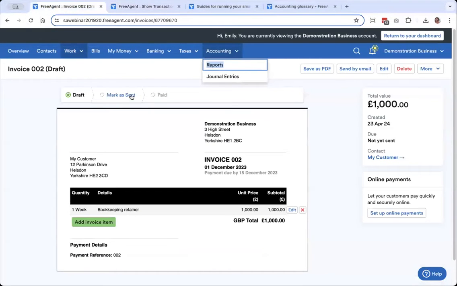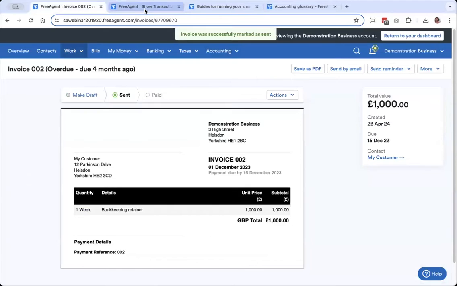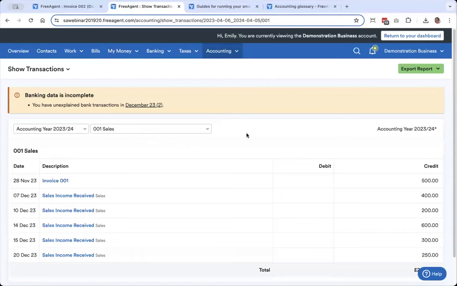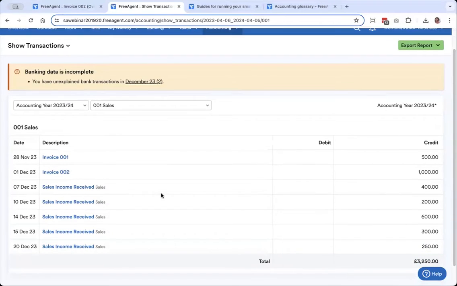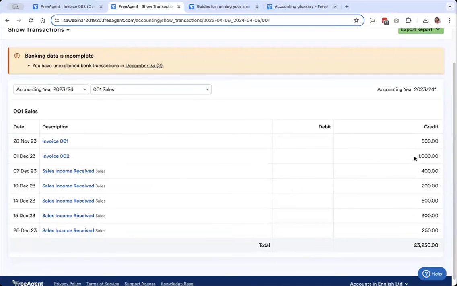If I were to mark that invoice as sent, or once I've actually sent it to my customer, so if I do mark as sent, go back to my show transactions, and I'm going to refresh my screen, watch what happens just about here. That invoice appears in my sales. What that's done is to increase the amount of sales my business has made. And in accounting terms, what I'm saying by that is I have earned some income.